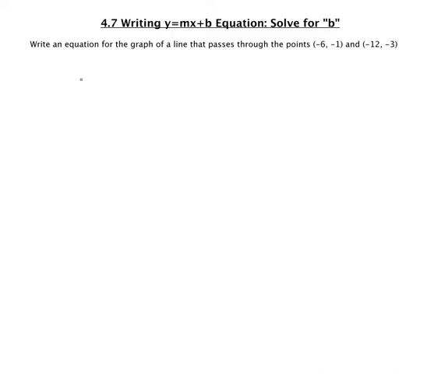We will be writing an equation in slope-intercept form, y equals mx plus b, and I sort of name this as solving for b. So writing an equation, so solving for b. The question is, we're going to write an equation for the graph of a line that passes through the points (-6, -1) and (-12, -3).